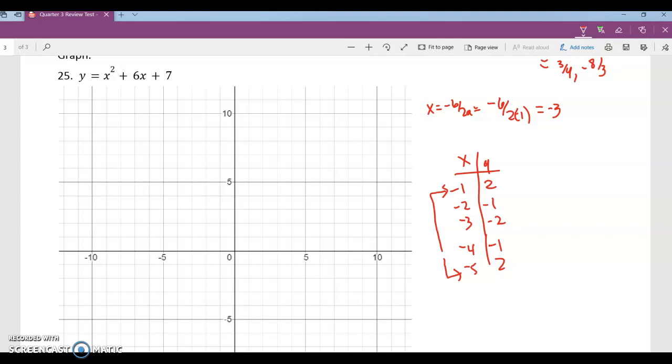So I'm going to plot my axis of symmetry at negative 3. X equals negative 3. Plot my points. Got negative 1, 2. Negative 2, negative 1. Negative 3, negative 2. Back up. Connect with a parabola.